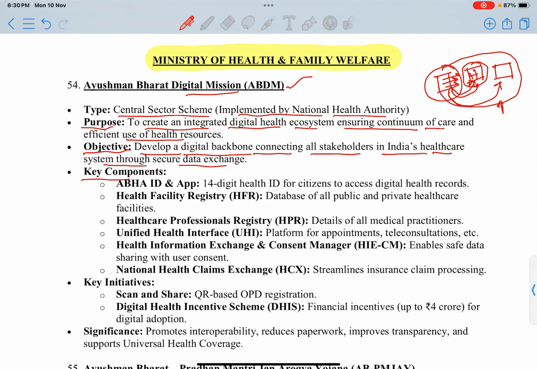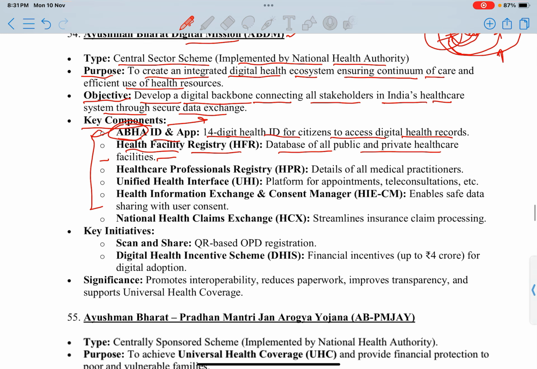Now there are some components: ABHA, ABHA ID. In the exam they may ask what is ABHA ID. Basically, it is a 14-digit health ID for citizens to access digital health records. For example, you want to book an appointment in the AIIMS hospital. At that time, you should have that ID. Next, the Health Facility Registry (HFR), a database for all public and private healthcare facilities, and there are some other components. You read them on your own.